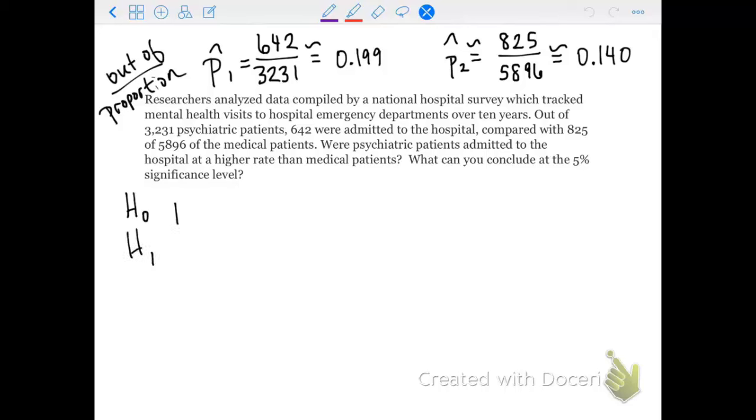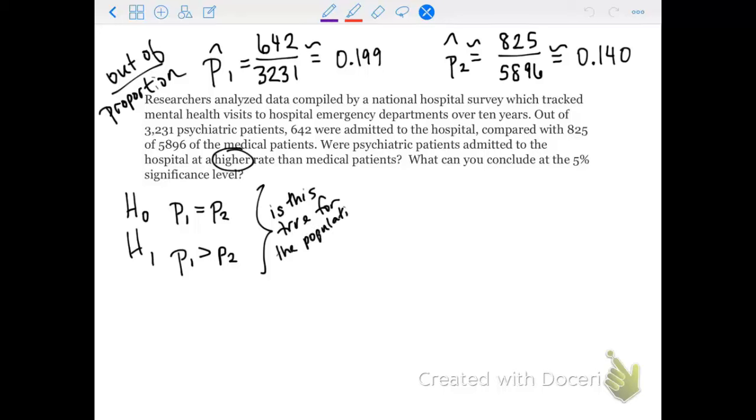Let's set up the null and the alternative hypothesis. The null hypothesis is that the two proportions are the same, that they're admitted at the same rate. In other words, the proportion of psychiatric patients and the proportion of medical patients were admitted at the same rate. So that's P1 equals P2. The alternative is at a higher rate. Notice, we took off the hats, the P hats, because this is not for a sample, this is for a population. Is this true for the population of medical patients versus psychiatric patients?